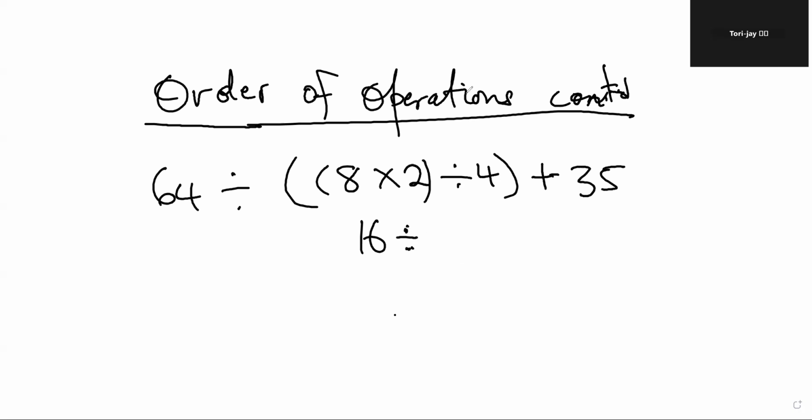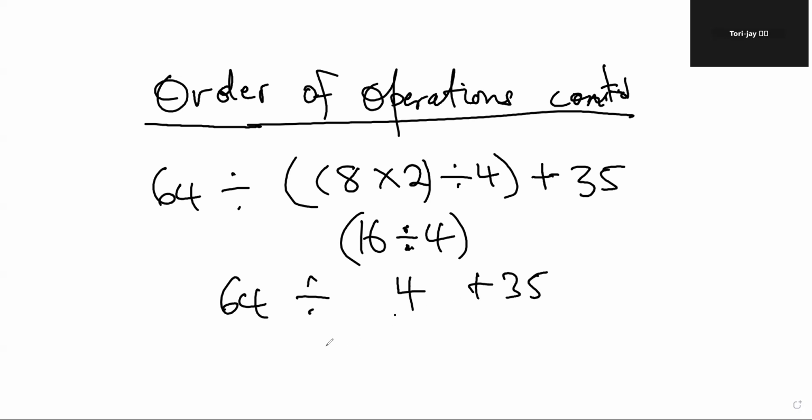Sir, 16 divided by 4 is 4. And then, sir, you're going to divide 64 by this 4, which is going to give you 16. Then, sir, you're going to add the 16 plus the 35, which is going to give you your final answer, which is 51.